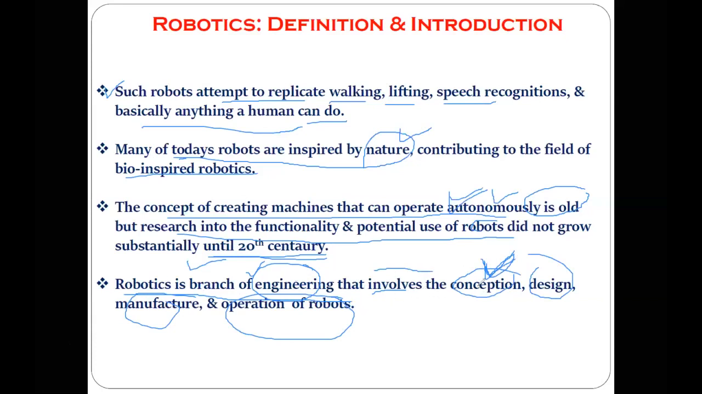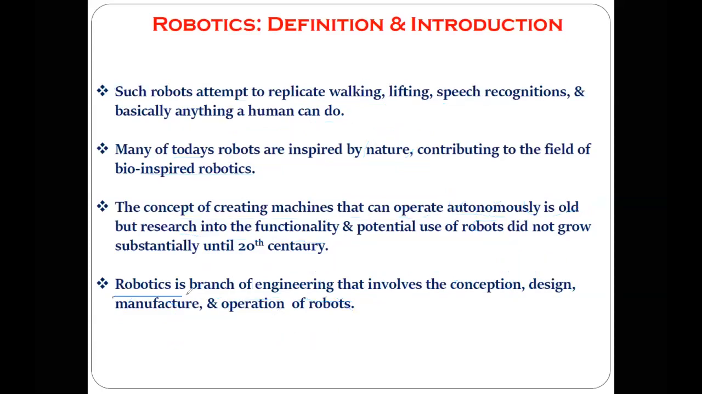Robotics is the branch of engineering that involves conception, doing the research, thinking, imagination, then designing, then actual manufacturing, and then operating that robot. This whole thing is referred to as robotics. Understood the meaning of conception? Yes. Conception means doing the research, imagination, related with how the human beings are doing all these things, and from that trying to design the robot.